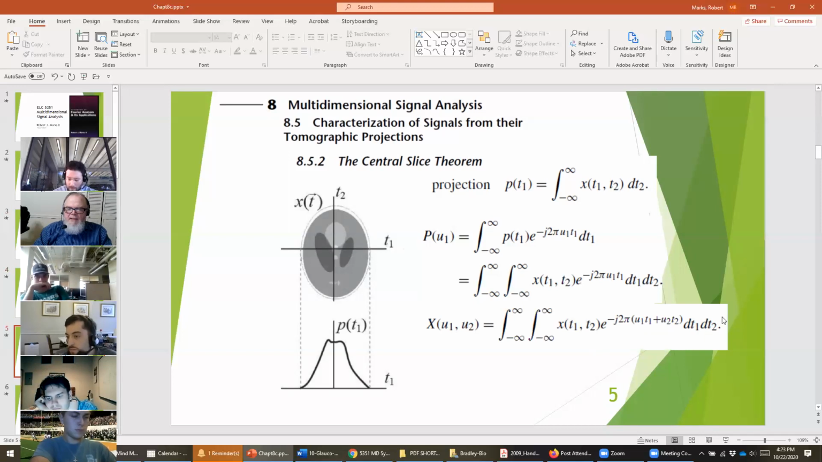Now, can anybody see, comparing this equation, how you can go from this equation to this equation? That's the Fourier transform of the projection. Over here is the two-dimensional Fourier transform. How can we make this look like this? Anybody see? You set u2 to 0? Yep. Who said that? Justin. Good man, Justin. Excellent. You set u2 equal to 0. If this thing goes to 0, what's left?